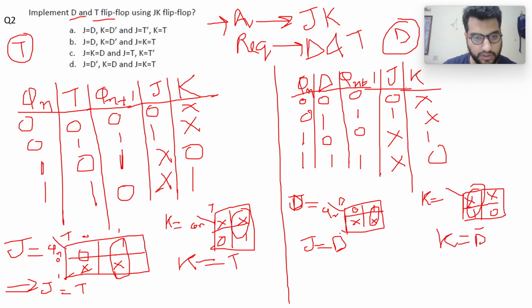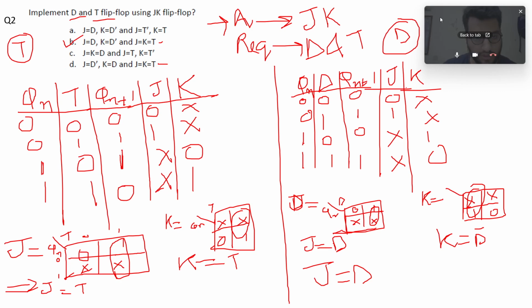So my conditions are, for T flip-flop, J is equal to T and K is equal to T. And for D flip-flop, J is equal to D and K is equal to D complement. So the answer is option B. So option B was the correct answer to this question. Any doubts?